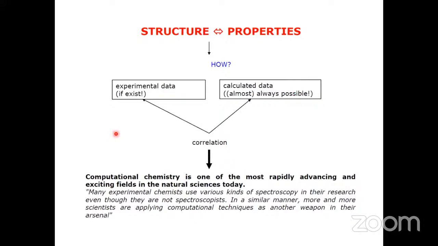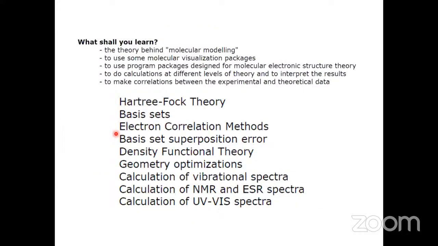Okay. So what shall we learn to have certain insight regarding computational chemistry? We must learn the theory behind molecular modeling. To perform such molecular modeling, we must have a molecular visualization package. I hope that in the proceeding sessions you would have certain molecular visualization packages, and you would go through those packages to gain insight regarding the molecules. We also use program packages designed for molecular electronic structure theory, and execute calculations at different levels of theory. It may be ab initio calculation or density functional theory calculation, and other calculations also, at different levels of theory, and then interpret the results to make correlations between the experimental and theoretical data.